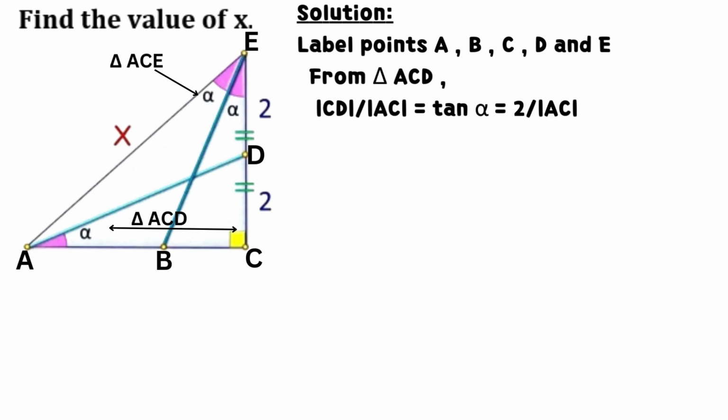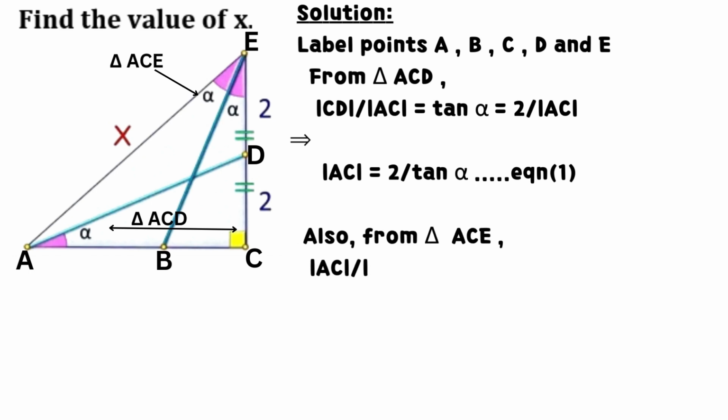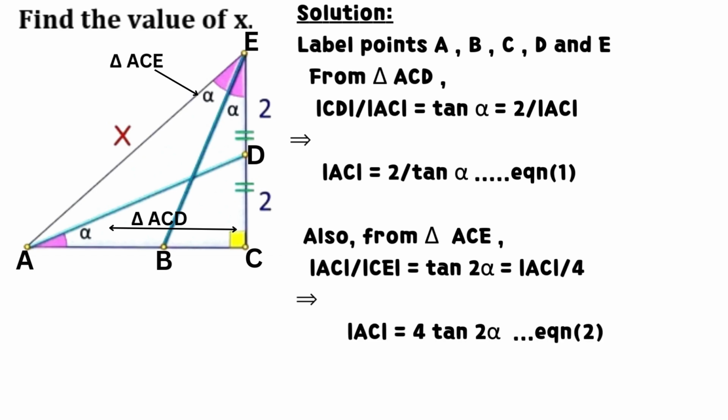From triangle ACD, line CD divided by line AC equals tan alpha, which equals 2 divided by line AC. It follows that line AC equals 2 divided by tan alpha. We call it equation 1.